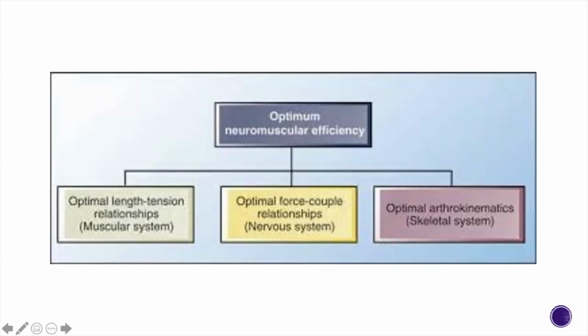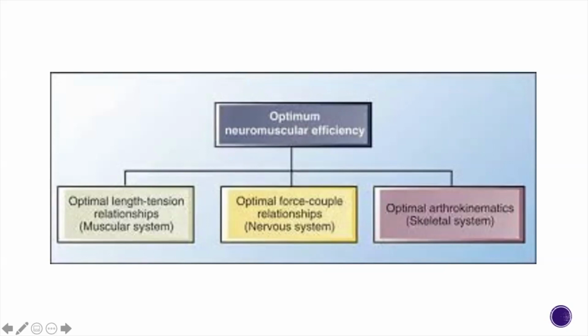One is the length tension relationship, which has to do with our muscular system. So it's looking at the very inside of the muscle where all this action is happening with our actin and myosin. Is that working effectively? Are we optimizing this relationship between the length and the tension of the muscle?